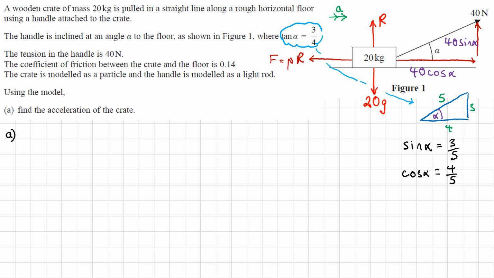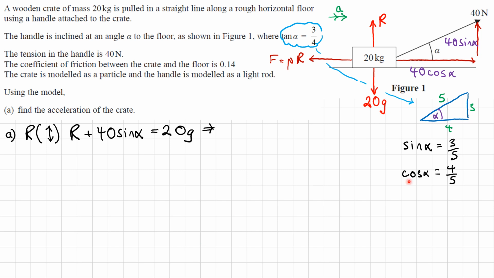Okay, so let's start by resolving the forces going vertically. Now these are going to be balanced because it's not accelerating in this direction, so I can write that R going up plus 40 sine alpha going up is equal to 20 g.